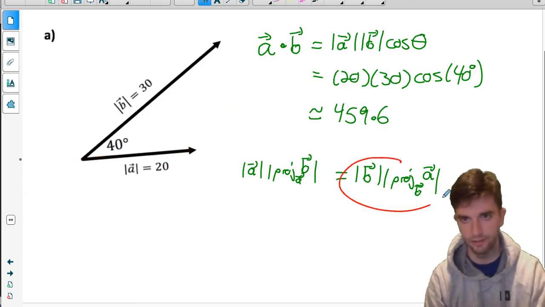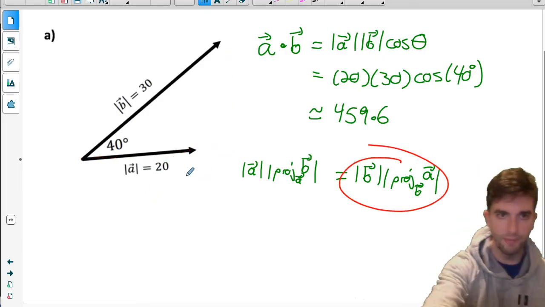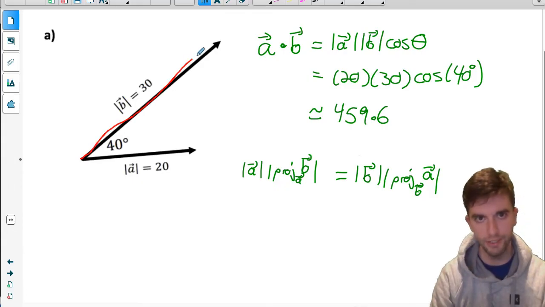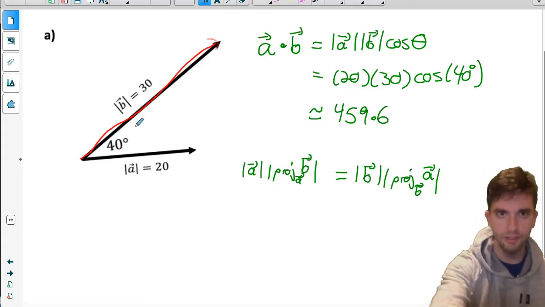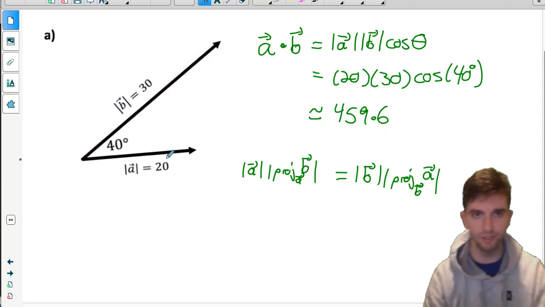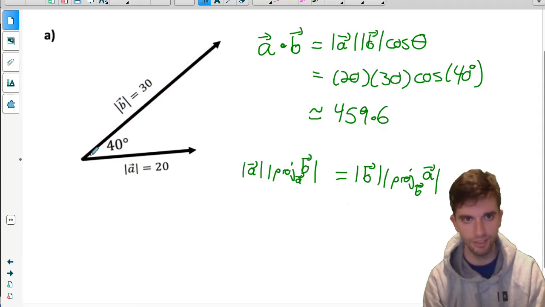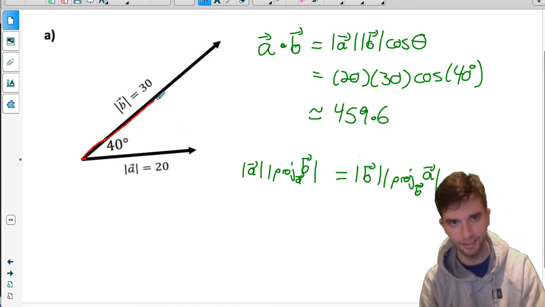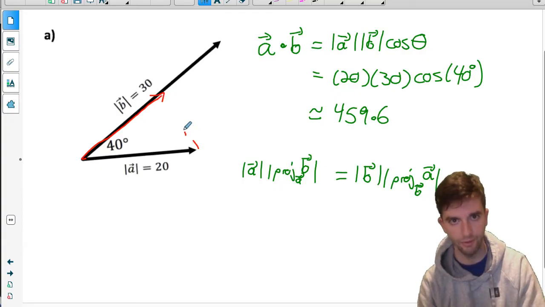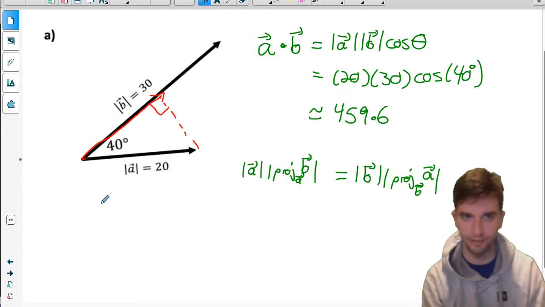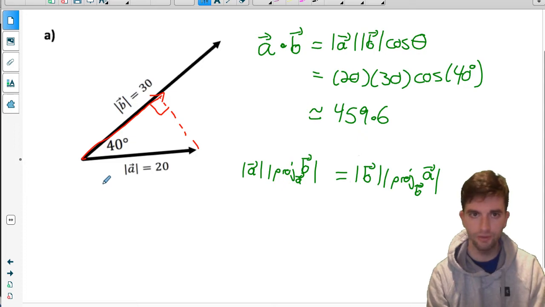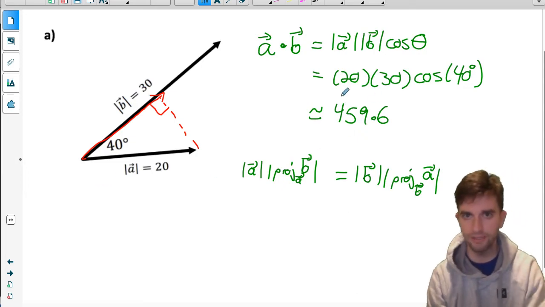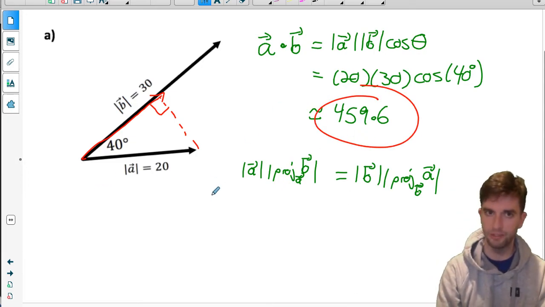If I were doing this one, that would be the magnitude of vector B, there's vector B, multiplied by the magnitude of the projection of A onto B. And what would that look like? It would look something like, I don't know, to right there, so that it forms a 90-degree angle there. So it wouldn't matter which of those two products I found, they would both give me the same result, 459.6.